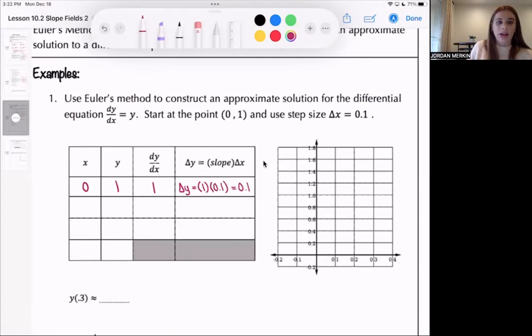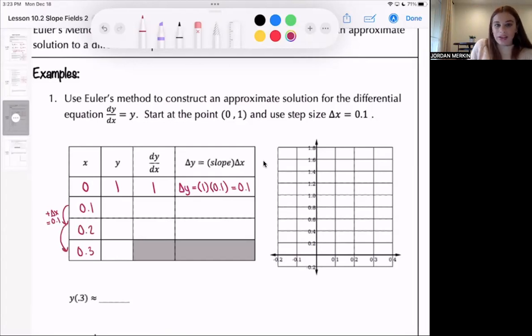Okay, so remember, the change in x is 0.1. That means after we go to x equals 0, we go to x equals 0.1, right? Because we're changing by 0.1. You can even do the rest of the x's. Then we're going to go to 0.2, right? 0.3, right? Because this is our plus delta x, which is 0.1, each time.